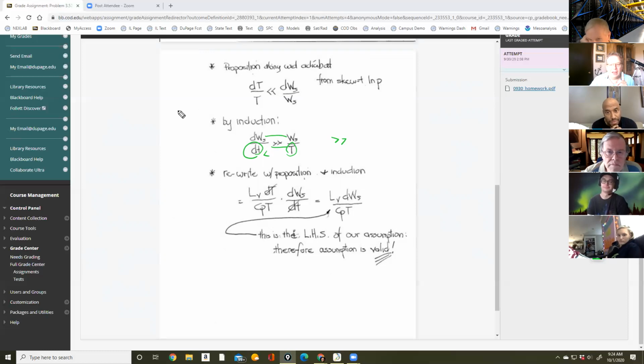But here's what you could think. If I take a parcel and I'm not going the entire way, if I'm just looking at the derivative, an infinitely small amount, temperature is still going to be really high. But then we rewrite with the proposition, which is what we had here, and then we say, okay, dT over dT goes away, and I've got this. And then he says, this is the left-hand side of our assumption, which he had up in the beginning. Therefore, the assumption is valid.